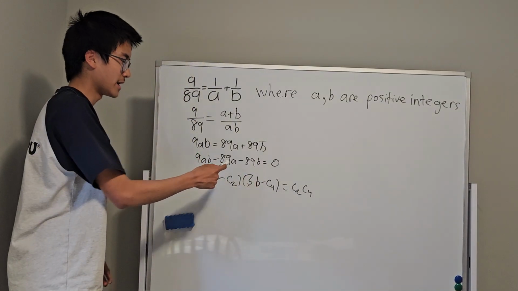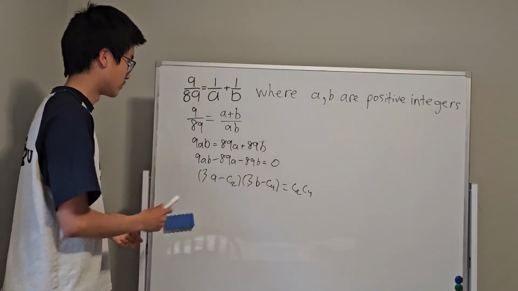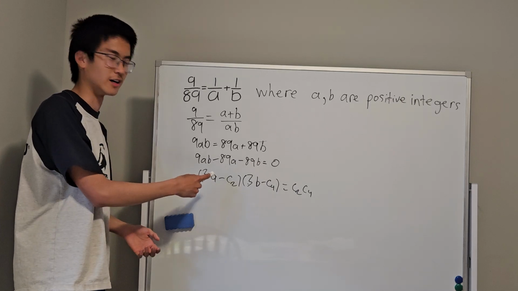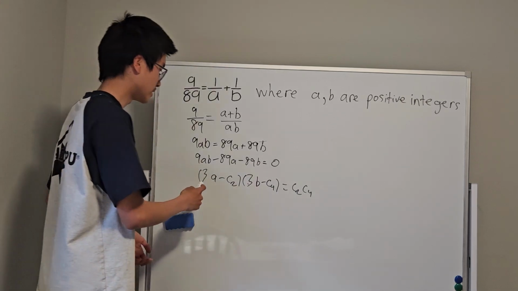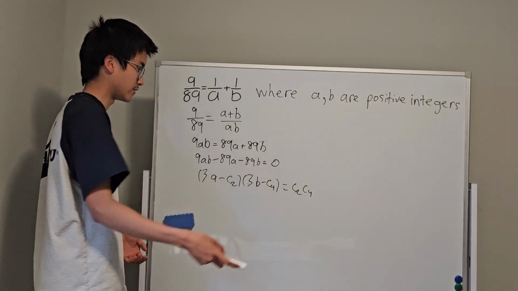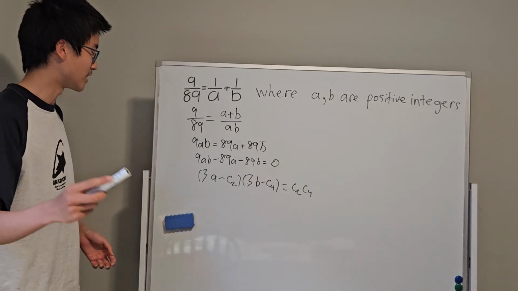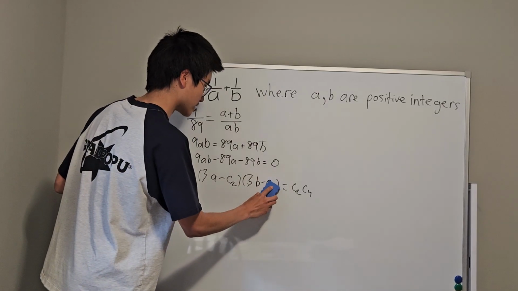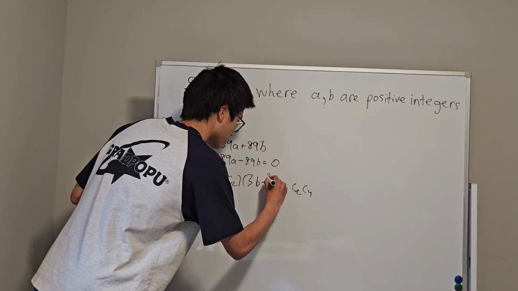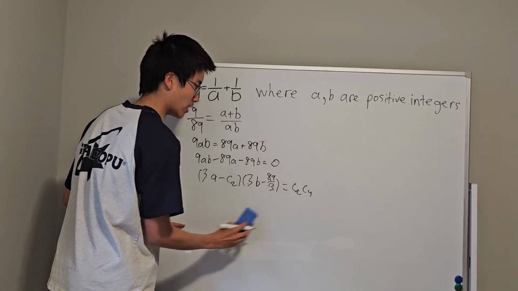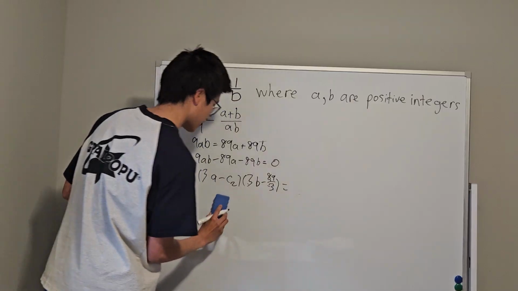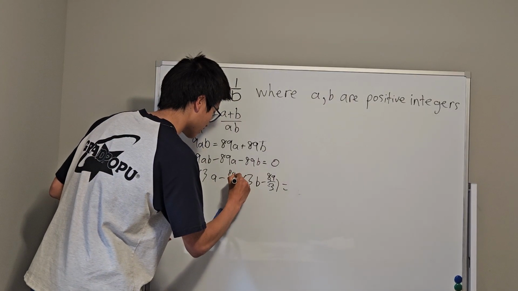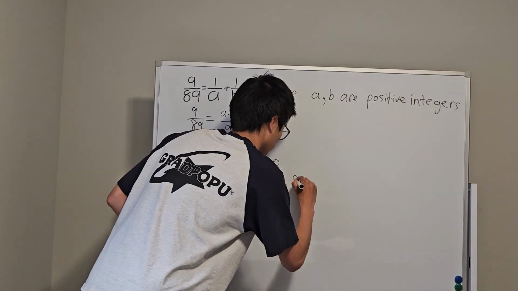And now what remains is finding c2 and c4. After we expand everything out right here, let's find the coefficient of our variable a. It'll be negative 3 times c4 a. And the coefficient of a right here is negative 89. So therefore, we must have c4 equals 89 over 3. And by similar reasoning, c2 also equals 89 over 3. So we will have this.